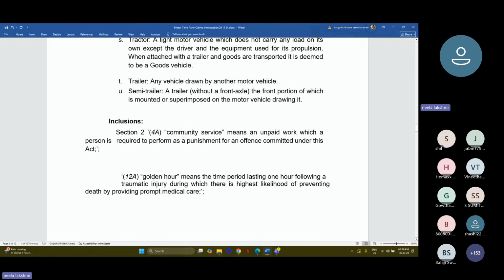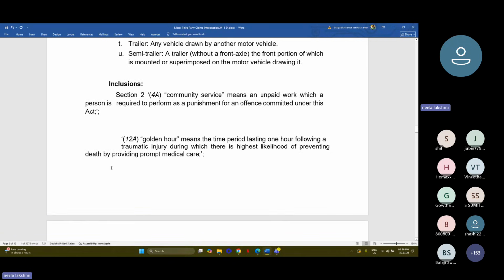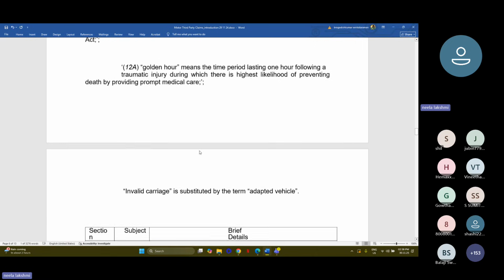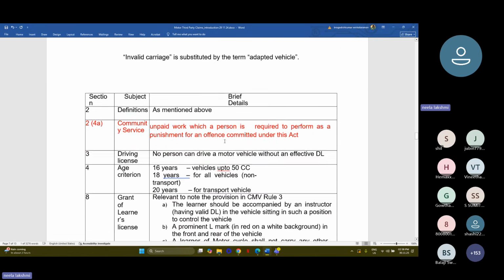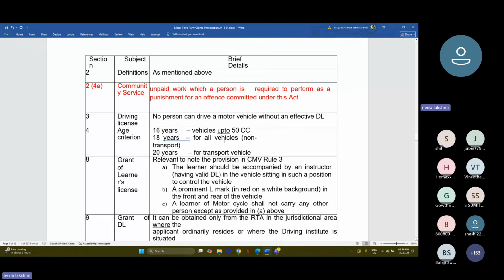In the Amended Act, Section 2, subsection 4A, community service is included. Section 12A, golden hour, is included. Now the term invalid carriage is substituted by the term adapted vehicle in the new amendment. Okay, let us come in detail to all the sections. Section 2, definitions. Already we saw that all the types of motor vehicles are defined under Section 2 of the Motor Vehicles Act.